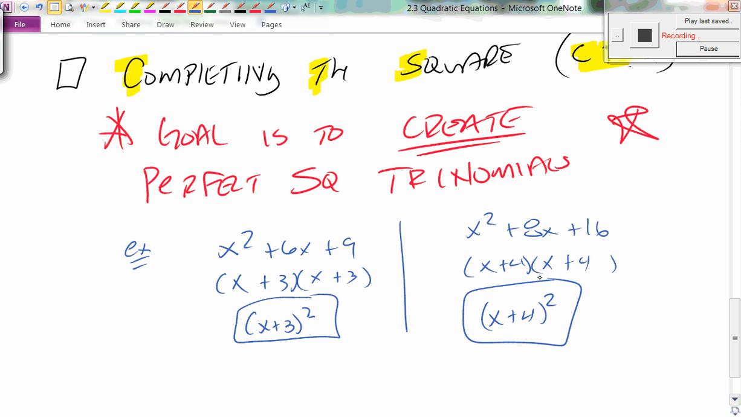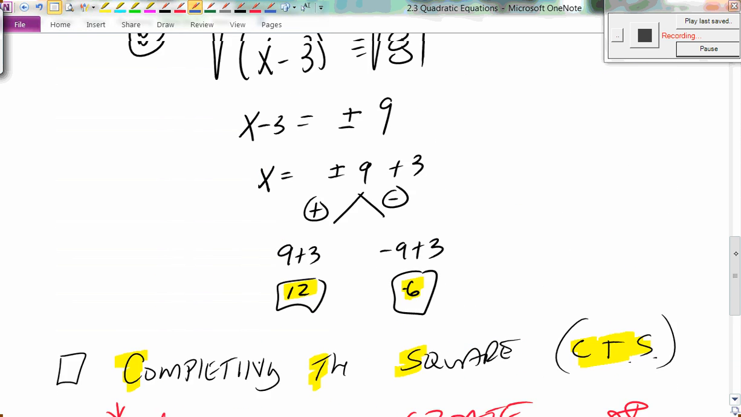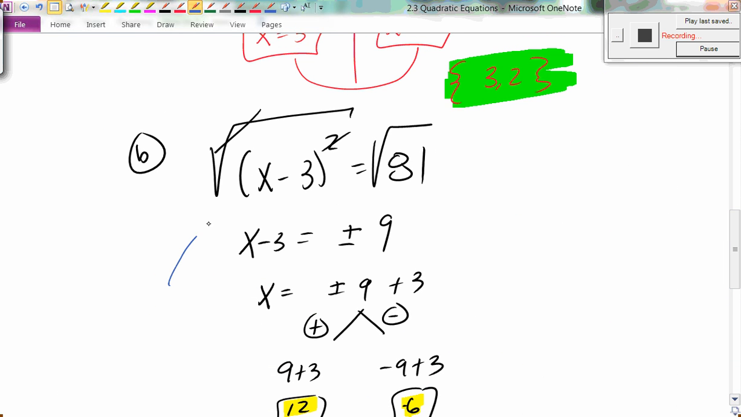The goal is to create these things. Now the reason you want to create those things is because if you look back on the last example we did, notice we started with a perfect square trinomial. We started with x minus 3 squared equals 81. If you can get to this spot, that's what I call the home free spot, and we'll talk more about that in a second.